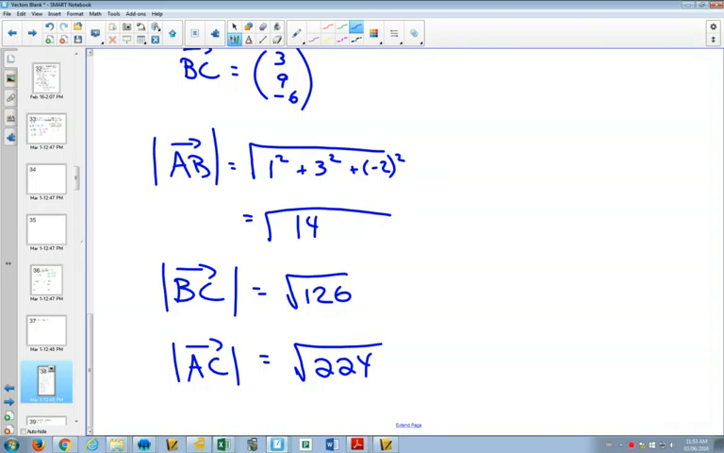Simplifying these radicals will tell us that the square root of 126, because you can divide that by 9, it's 9 times 14, means that this is 3 root 14. And simplifying a to c, you'd find that that is 4 root 14. So is a to b plus b to c the same length as going from a to c? It is, because both of them will be 4 root 14.